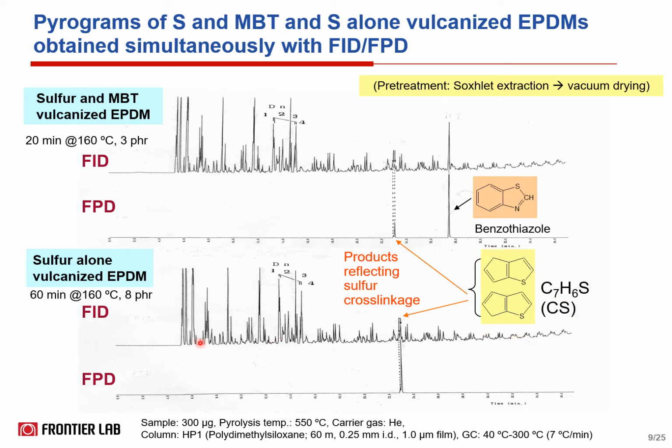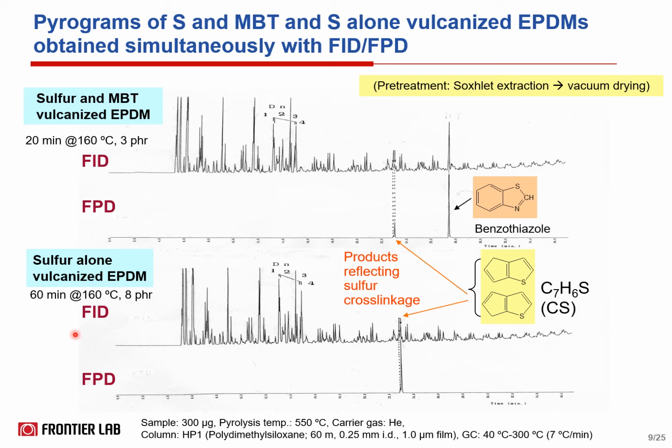The lower part shows pyrograms of FID and FPD, which were measured and analyzed in the same manner using EPDM vulcanized sample with sulfur alone. In general, it is known that the vulcanization rate of sulfur alone is very slow, so here the vulcanization time was extended to 60 minutes, and the amount of sulfur was increased.